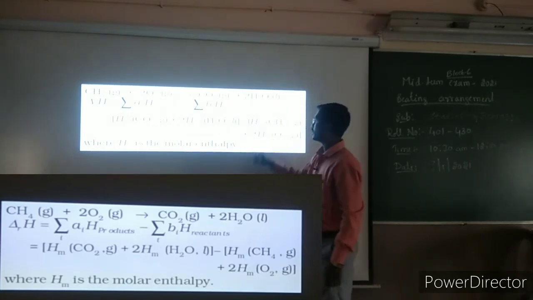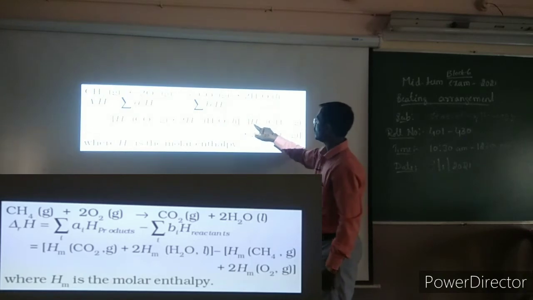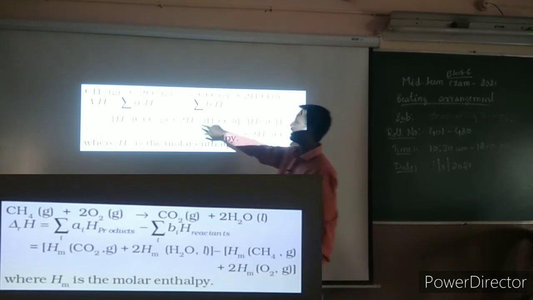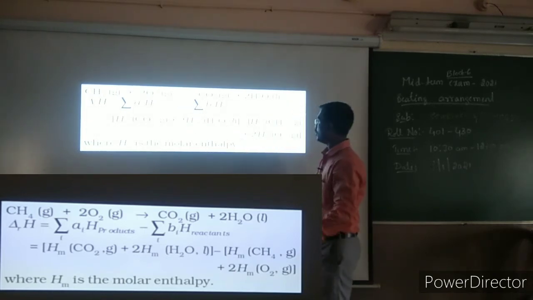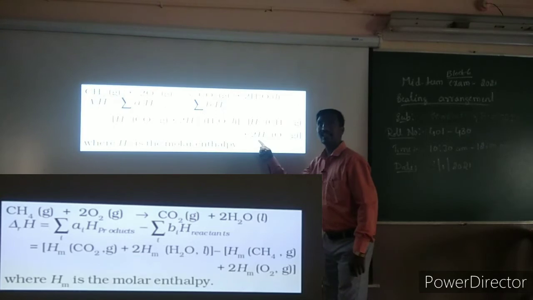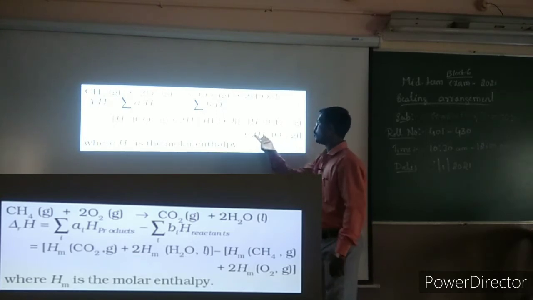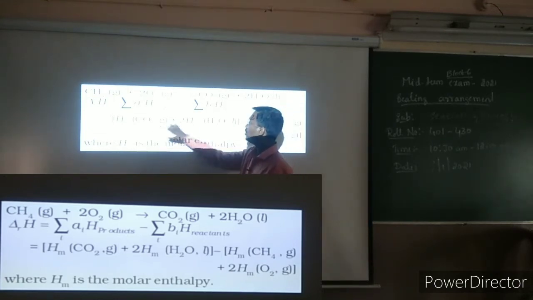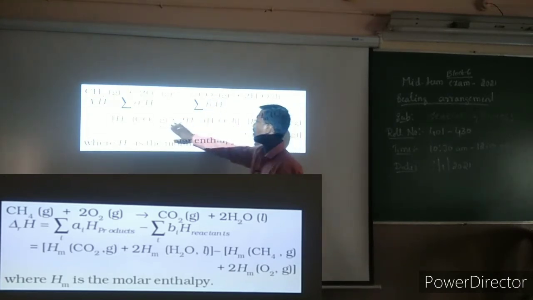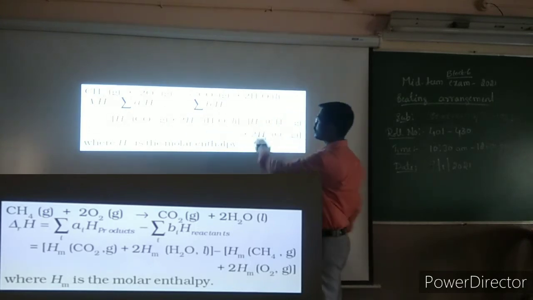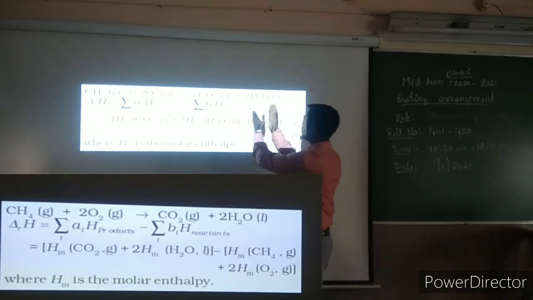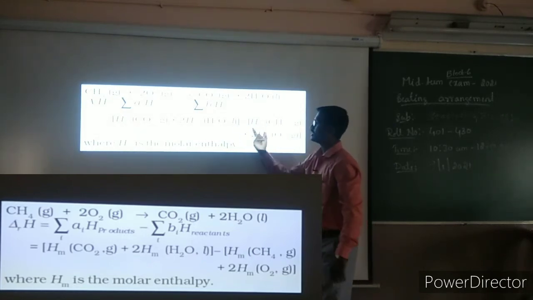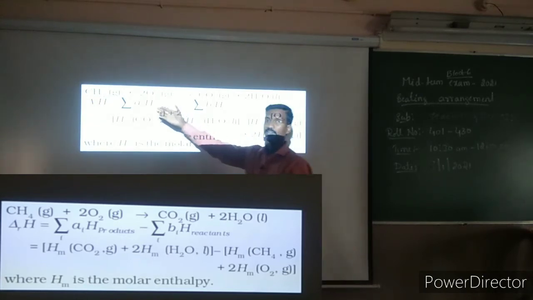the next part, about the reactants. Methane has 1 mole, therefore 1 times the molar enthalpy of methane in gaseous form, plus in the reactants, oxygen is 2 moles, so 2 times the molar enthalpy of oxygen in gaseous form. So we write the energies of carbon dioxide and water, which give the energy of the products, and the energy of the reactants, and we subtract these two. Based on this, we get the delta H value.